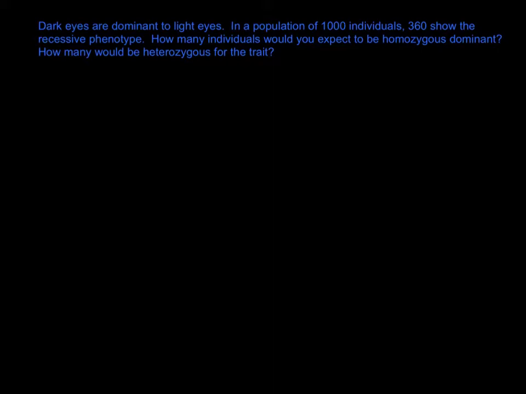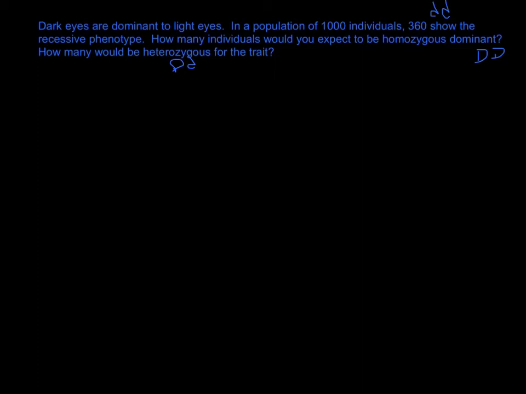The first thing you want to do is read the problem, and I usually like to put genotypes with it. So on this one, if dark eyes are dominant to light, in a population of 1,000 individuals, 360 show a recessive phenotype. So more or less we could say that this individual would be little d, right, if those were the letters we were using. Then it wants us to tell them how many are homozygous dominant, so 2 big D's, and how many would be heterozygous. So we got big D, little d.